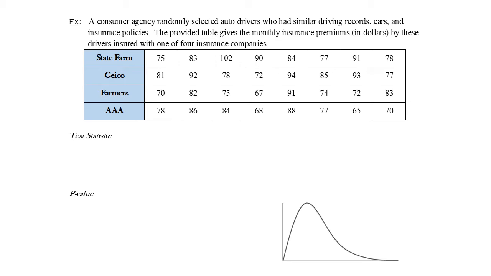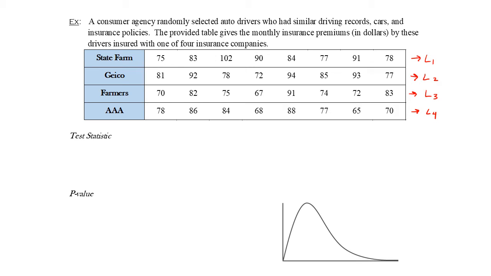Now, take a moment now to go ahead and enter all of these data for each of these 4 separate insurance companies into 4 separate lists in your calculator. Okay, so for instance here you can enter all this data into L1, enter all this data into L2, enter all this data into L3, and this data into L4.